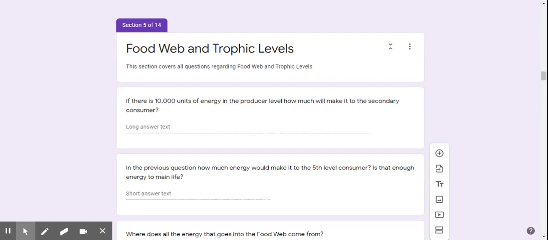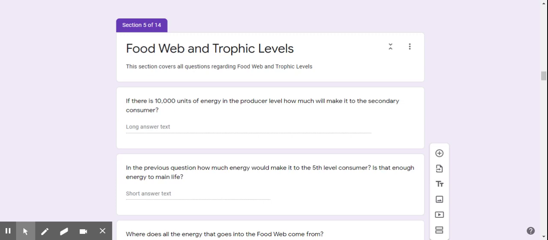All right, guys. So let's go over the food web and trophic level section of the review. Now, for the first question, if there's 10,000 units of energy in the producer level, how much will make it to the secondary consumer? Great. So we have 10,000 units of energy. We want to see how much makes it to the secondary consumer.